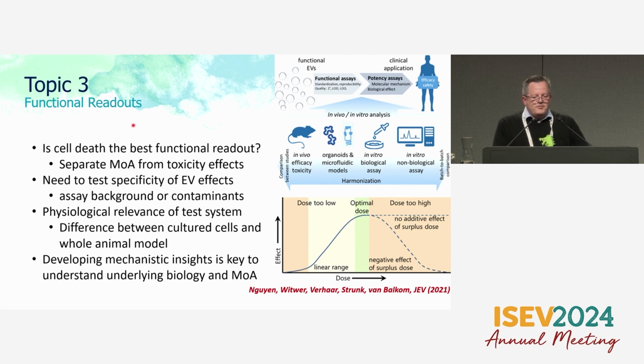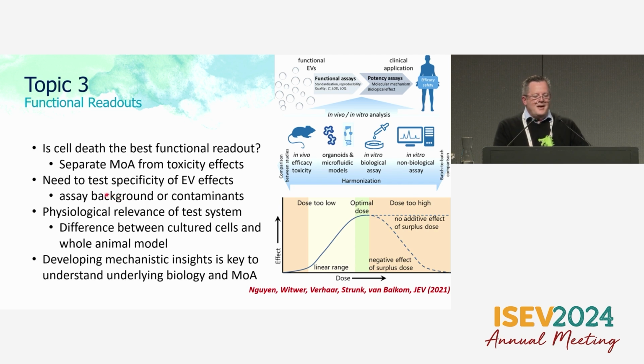In terms of functional readouts, another big question is, is cell death the best functional readout? If you apply a high enough dose of anything, you will kill your cells. So we need to think about whether this is the best readout, and again, think about mechanism of action. Cell death might be the readout you're looking for, but trying to understand what is leading to that is really important. And we also need to be able to test the specificity of the EV effects.